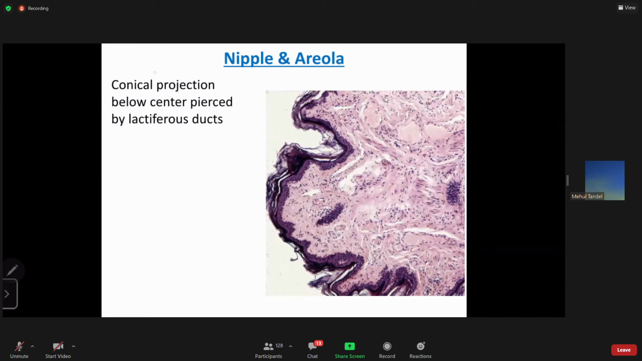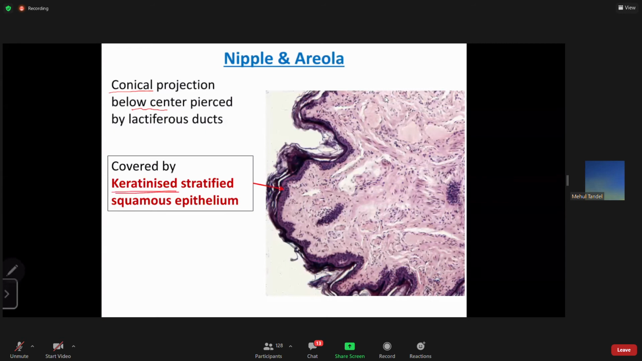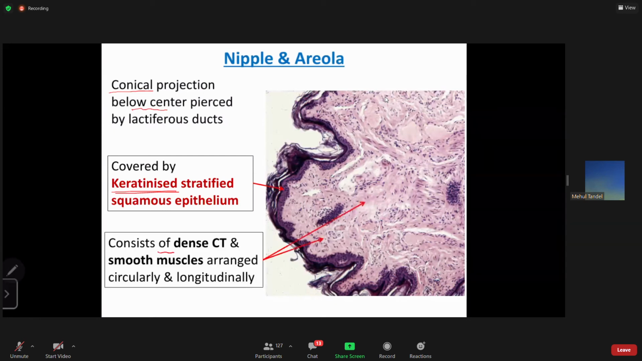Now, let's see the structure of the nipple and areola. It is a conical projection below the center of the mammary gland, pierced by the lactiferous ducts. In structure, it is covered by keratinized stratified squamous epithelium. The nipple is covered by true skin. Inside the nipple there is dense connective tissue and smooth muscles arranged circularly and longitudinally.